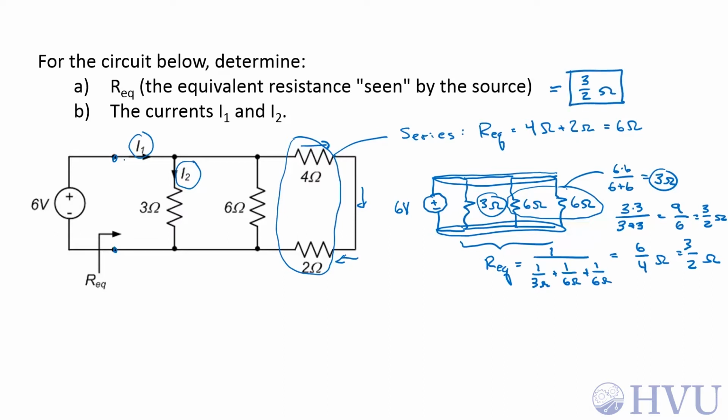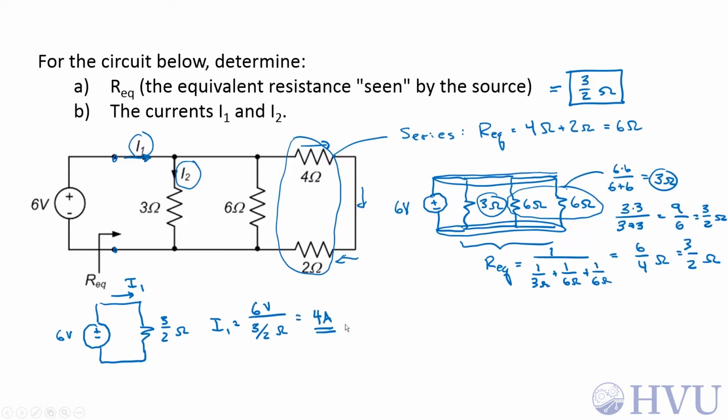Now I need the total current out of the source, I1, and the current through the 3 ohm resistor, I2. Well, now that I've got the equivalent resistance, I can just draw the equivalent circuit. My 6-volt source. This is 3 over 2 ohms. So this would be I1. So I1 is the voltage, 6 volts, over the resistance, 3 over 2 ohms, which is 12 over 3, which is 4 amps. Now I need to find I2.